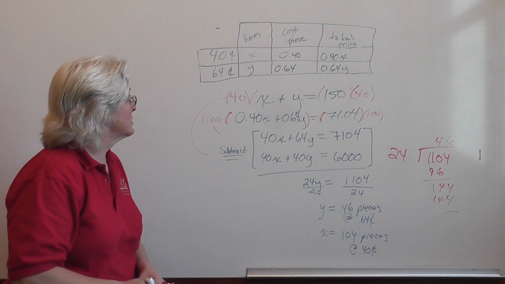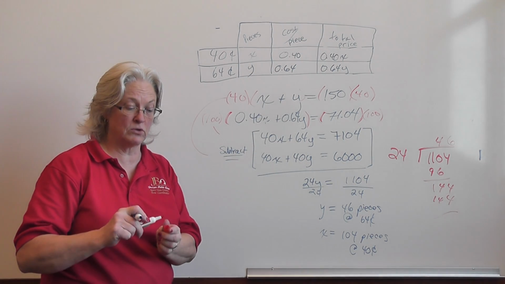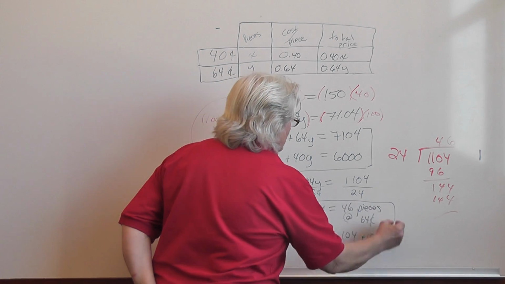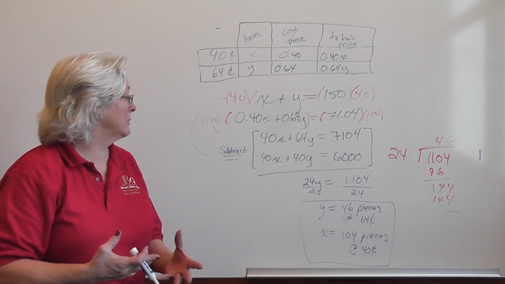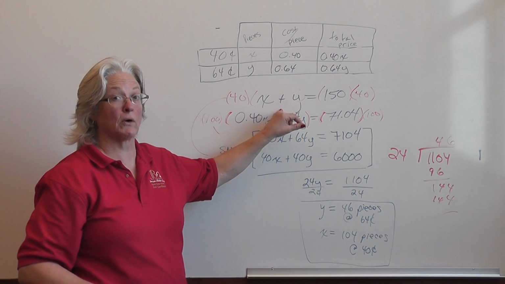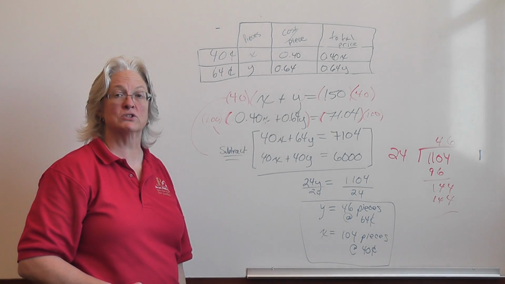At 40 cents each. This is what you need to do. Remember, when you're solving these equations in two variables, you have two answers. Not only do you have two answers, you need to label those answers so we know what we're talking about. And then you should go ahead and go back and make sure that these values work by substituting into the original equation.